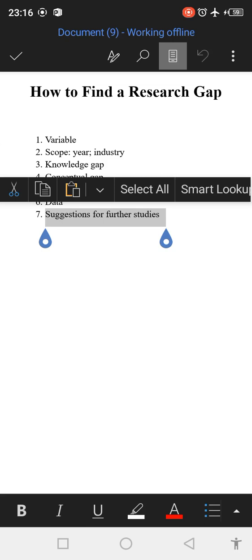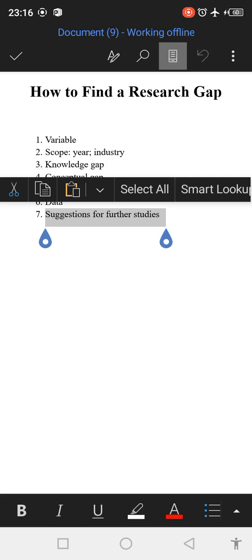It could also be inside a particular theory too, the way theory is being used in research studies, empirical studies. It could be. So when you see a suggestion for further studies inside the literature that you are reviewing, it is an opportunity, a gap for you to fill.